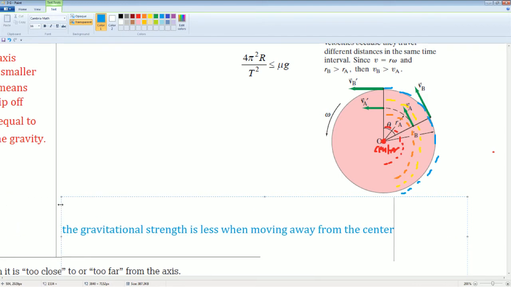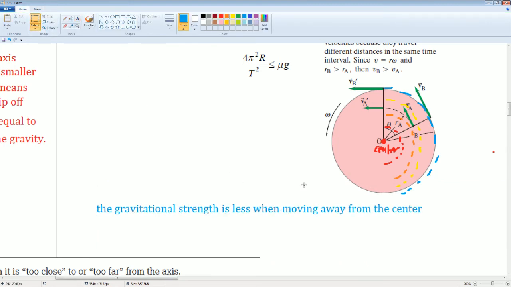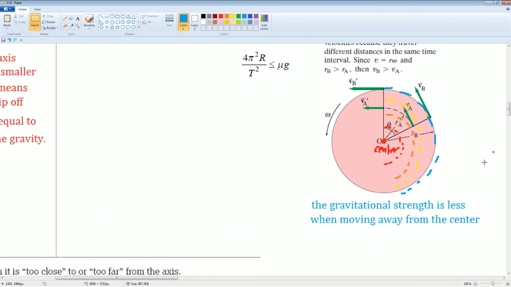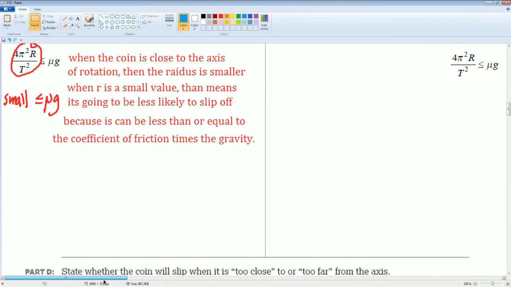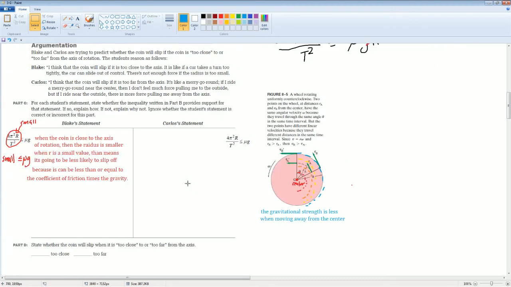All right. Does that make sense? The fact that it's less when moving away from the center. Okay? It's less when moving away. The gravitational strength is less when moving away from the center. All right? And that is the reason why when the R is super close, right? It's less likely to go away, right? It's less likely to spill out, all right? But let's look at Blake's scenario. I think the coin will slip off if it's too far from the axis, right? Okay.